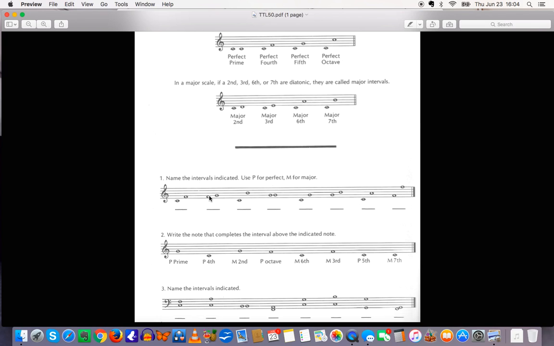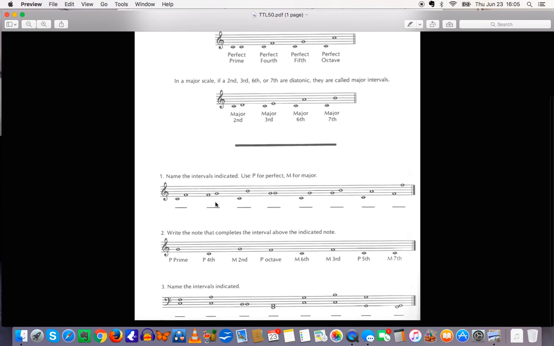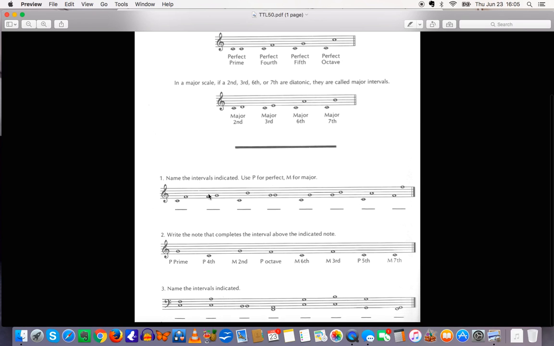F to G is going to be a second. Now, second is not one of the perfect intervals, but it's a major interval. So from F to G is a major second. All right. Let's do one more. C to B, well, C, D, E, F, G, A, B is 1, 2, 3, 4, 5, 6, 7. That would be a seventh. And it is not one of the perfect intervals because it's not prime, fourth, fifth, or octave. So it's going to be a major seventh.